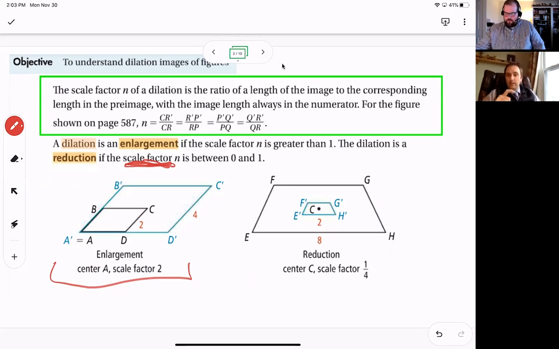We go from the outer image, E, F, G, H, to E prime, F prime, G prime, H prime. We go from 8 to 2. We're not subtracting 6. We're dividing by 4 or multiplying by a quarter. And that's a reduction in size. So you're saying that dividing by 4 is the same thing as multiplying by its reciprocal, a fourth? I did sneak that in there, yes.